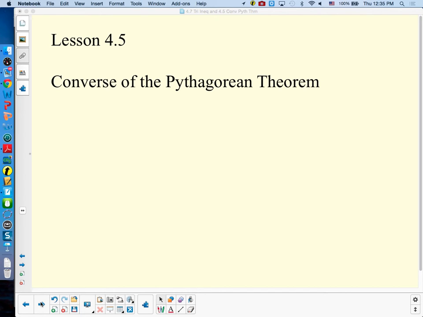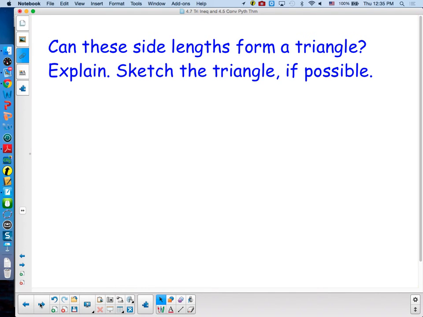Converse would be, if a squared plus b squared equals c squared, then it's a right triangle. So we would be going backwards. We're going to try to use three lengths in the equation a squared plus b squared equals c squared, and see if those numbers work. Our conclusion is that it's a right triangle. If it's not equal, we figure out whether it is an acute or an obtuse triangle. So we're taking lengths and figuring out what the triangle is, instead of starting with a triangle and finding the missing lengths.